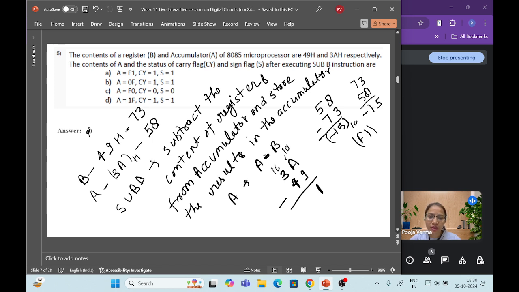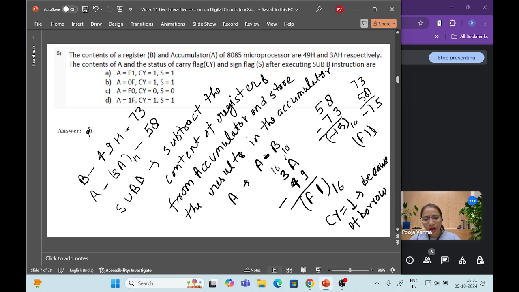In that case, 16 plus 3, 19. 19 minus 4, 15. 15 means F. Okay, so in hexadecimal F1, and when you convert it and do all those things, you will get F1 only. Now the carry flag will become 1 because we have taken the borrow.